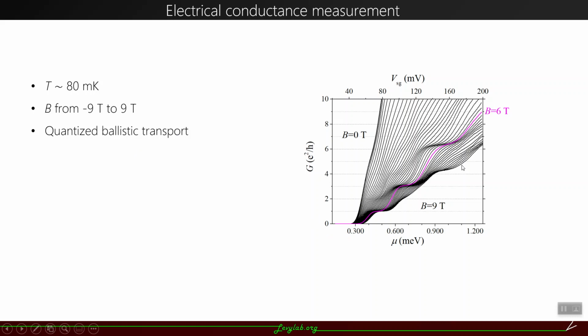At some magnetic field, for example 6 Tesla, we can see the Pascal liquid phase, where the conductance plateau shows at 1/3 e²/h.